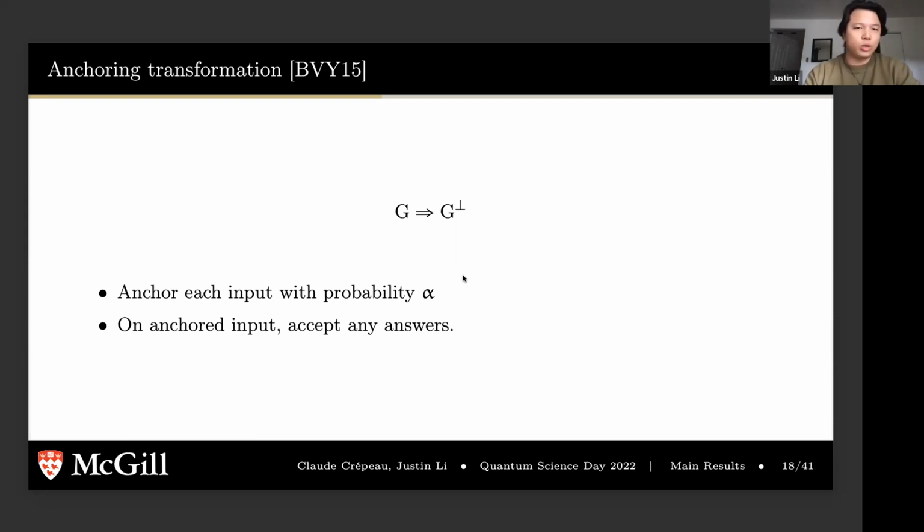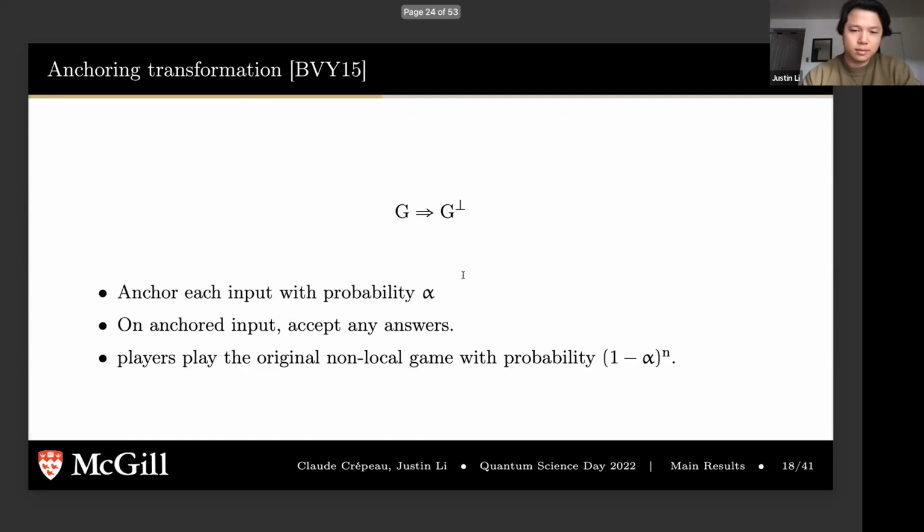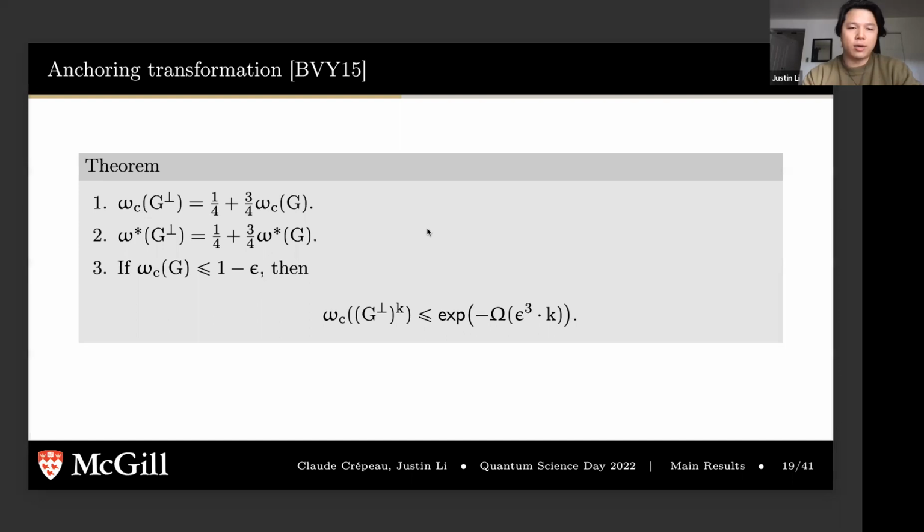So you might think that this would actually make the game much easier, and that is true. But basically with this transformation, where each input gets anchored with a probability, the players only get to play the original non-local game with a certain probability. But after this transformation, we get this nice theorem, such that basically the quantum value and the classical value of the game improve a bit. But if the quantum value of the game was already 1, then it actually doesn't change anything because 1/4 plus 3/4 is still 1.